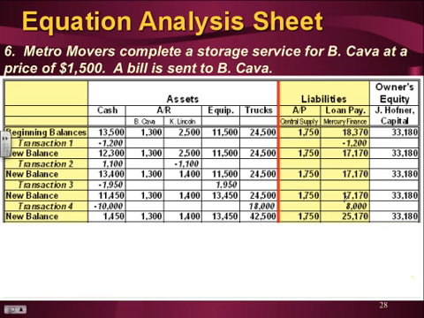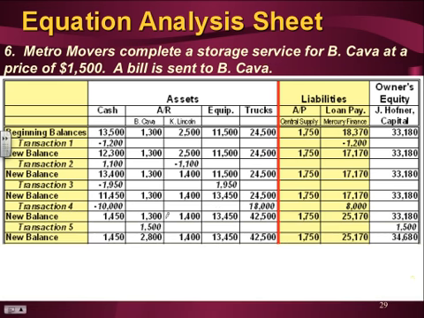Okay, let's try transaction 5. Metro Movers completes a storage service for BKva at a price of $1,500, and a bill is sent to BKva. Okay, so they provided the service, they did not receive cash. So in this case, BKva is an accounts receivable. They owe us money. They owe us $1,500 now, because we just provided a service to them. Cash didn't change, equipment didn't change, trucks didn't change, nothing changed about liabilities. We don't owe anyone any money.